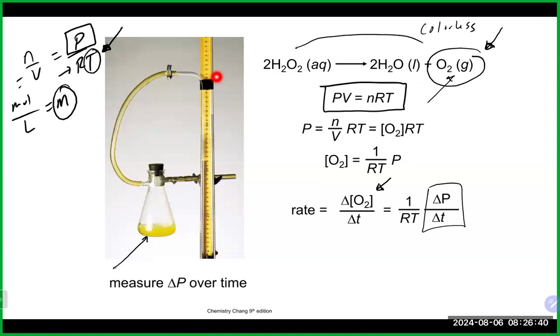You also could do it the opposite. If you are starting with gases and the pressure and you form something on the product side that has no gases, then you would be looking at the opposite effect. The pressure would start high and end low as you're decreasing the amount of gas molecules in that case.